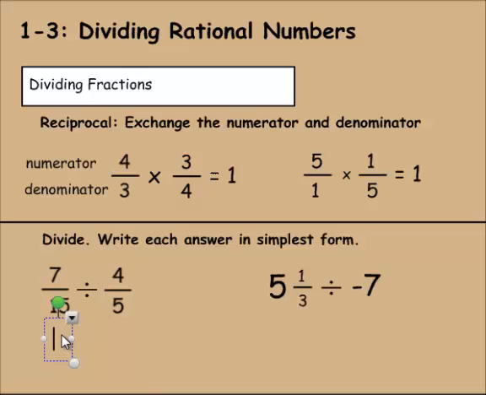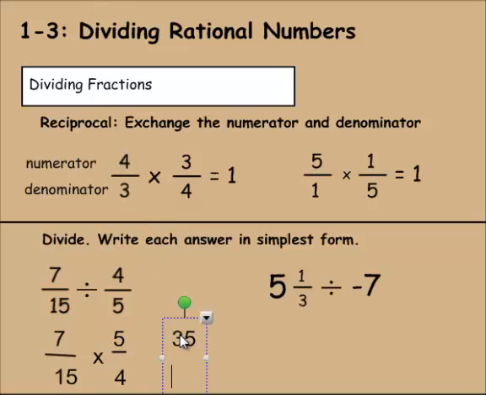So for this one, we would do 7 over 15, and then we would multiply 5 over 4, because 5 over 4 is the reciprocal. We switch the numerator and the denominator. And now we can just multiply across. 7 times 5 is 35. 15 times 4 is 60. So we have 35 over 60 for our answer, but remember we need to simplify that. They both can be divided by 5, so 35 divided by 5 is 7. 60 divided by 5 is 12. So 7 over 12 would be our answer.